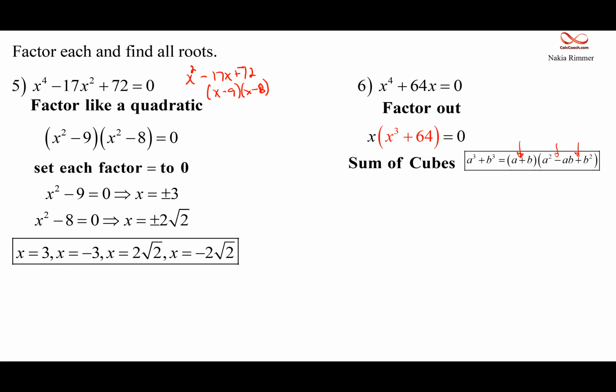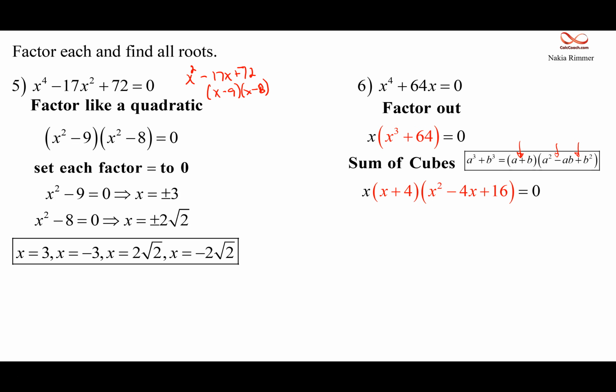Playing the role of a is x. Playing the role of b, what number do you cube to get 64? It's a 4. So every place you see an a, we put an x. Every place you see a b, we put a 4. And that's how that sum of cubes factors.